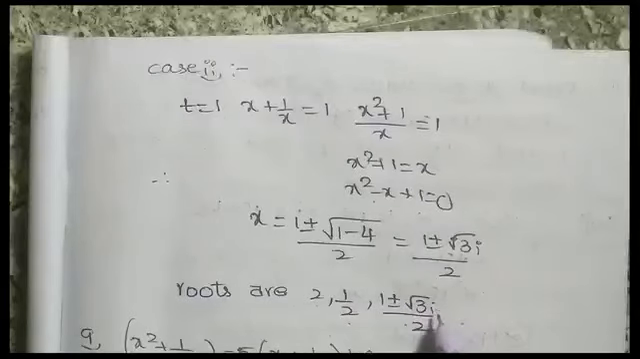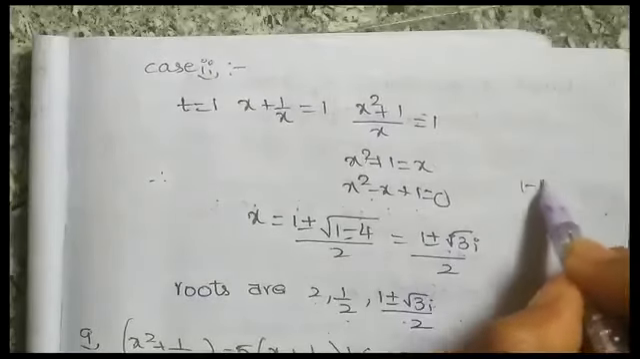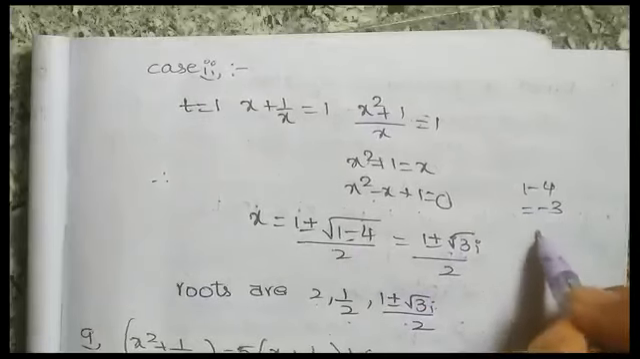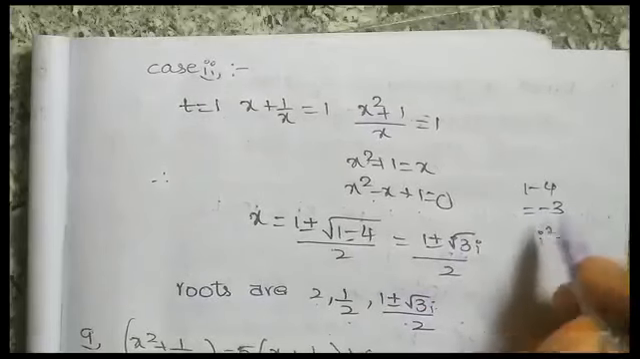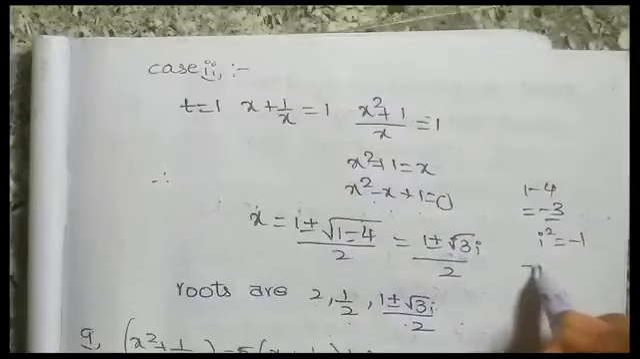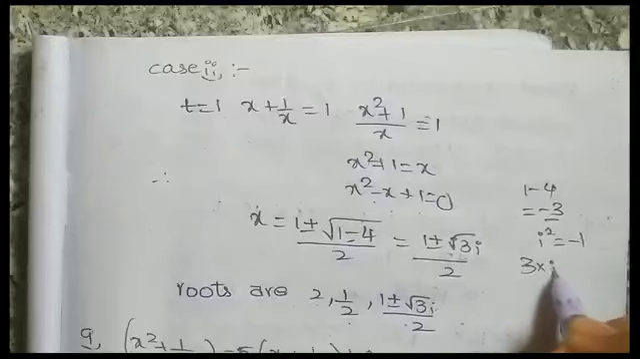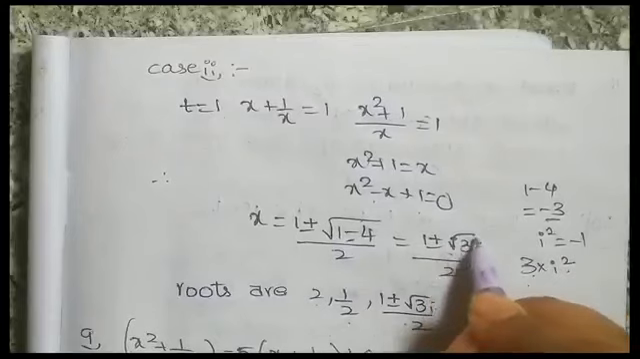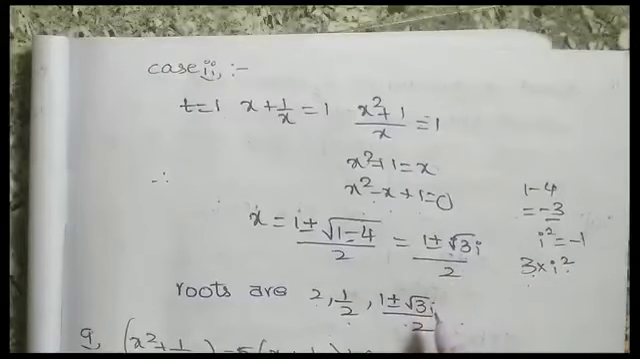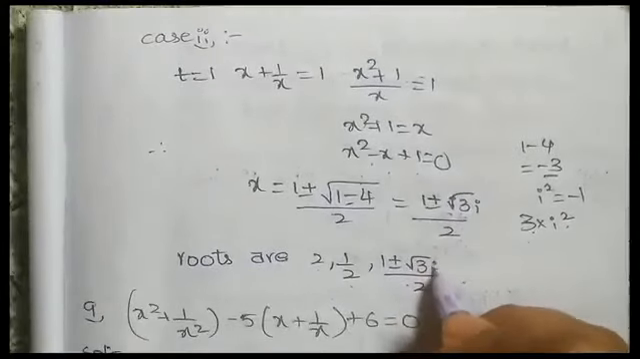Here, why 3i? Here we have 1 minus 4, which is equal to minus 3. We already know i square is equal to minus 1. So I can write minus 3 as 3 into i square. So that is equal to 3i. So these are the roots.